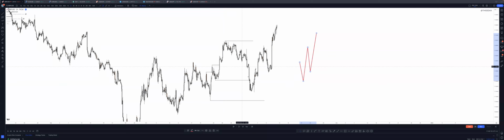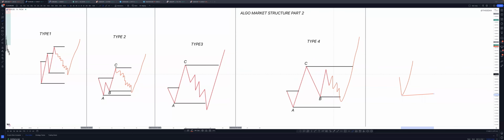This is a B, it should be taken out. Right, and you can see what happened. Then price continued like that. It is a perfect example for the type 1. Now, the last type which I'll be explaining is the type 4.